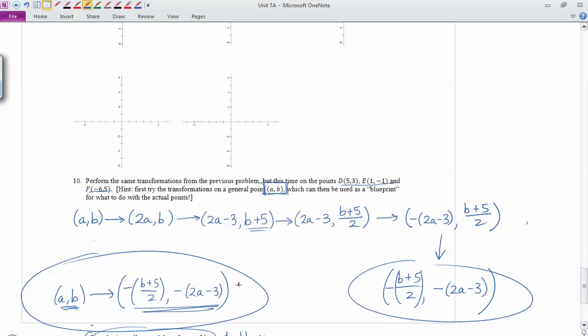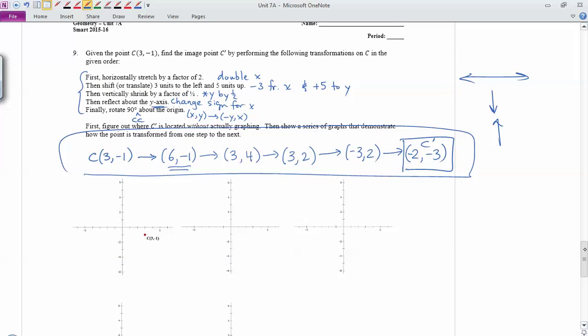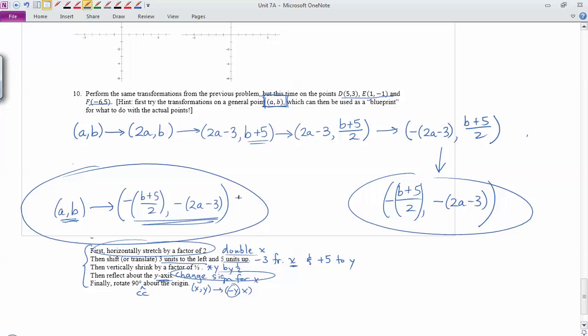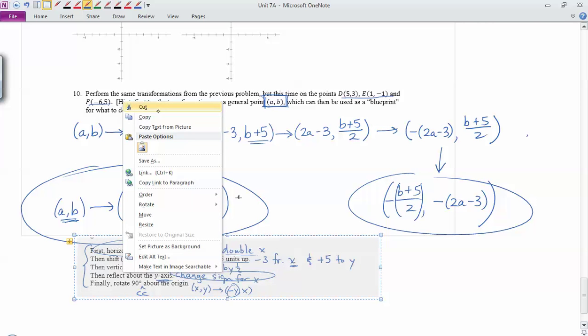So we'll do it with the point that we already checked, (3, negative 1). C was (3, negative 1). So if I try this right here, let me get rid of this now.